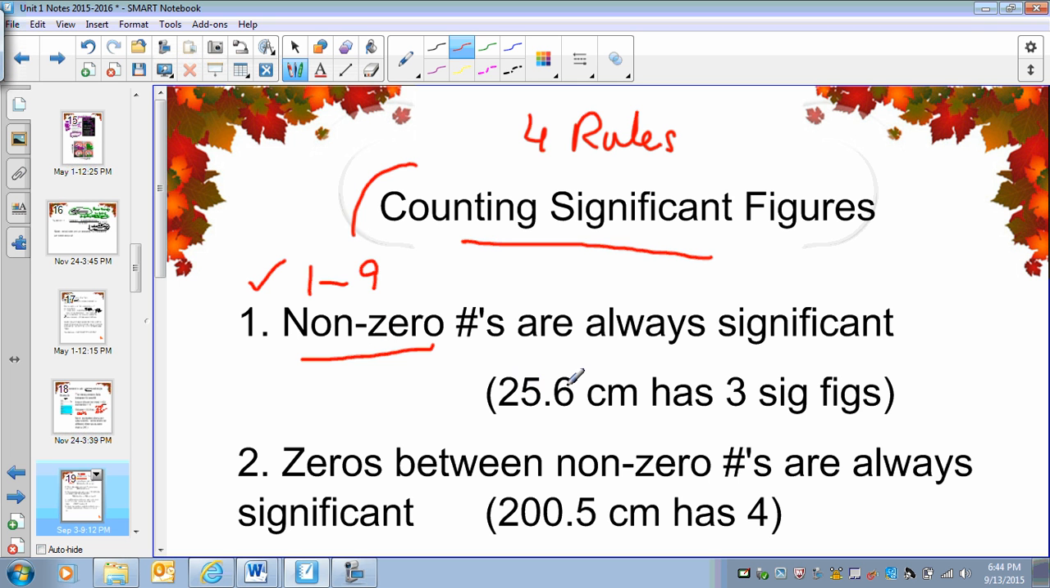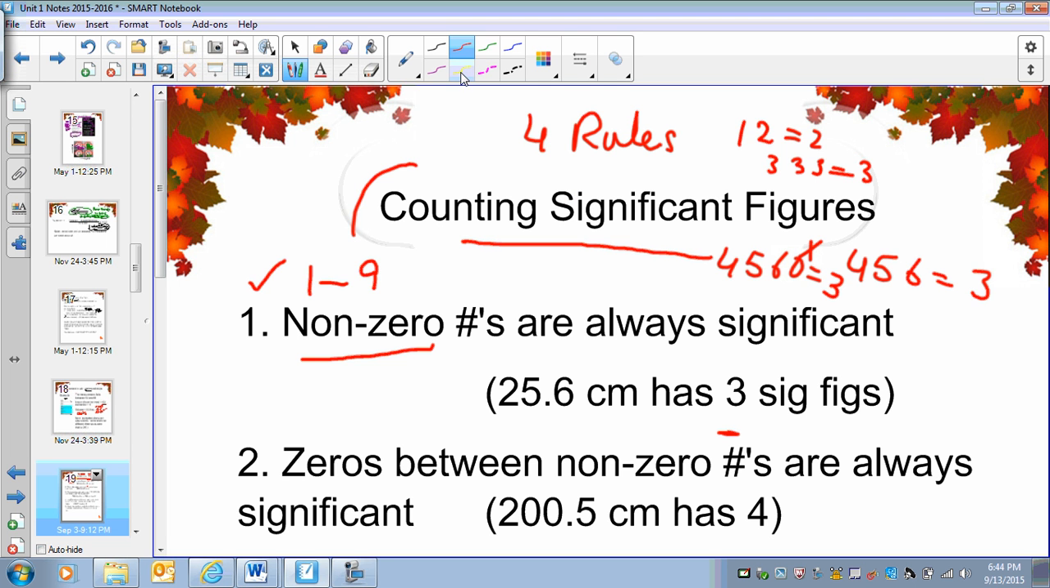Like 2, 5, and 6: none of them is 0, so there are 3 significant digits. If I say 1 and 2, none of them is 0, so there are 2 significant digits. If I say 3, 3, 3, none of them is 0, so it's 3 significant digits. 4, 5, 6: 3 significant digits. If I say 4, 5, 6, 0, I said 0 is not significant, so I'm not going to count this. It is still 3 significant digits. Keep in mind that non-zero digits are significant.